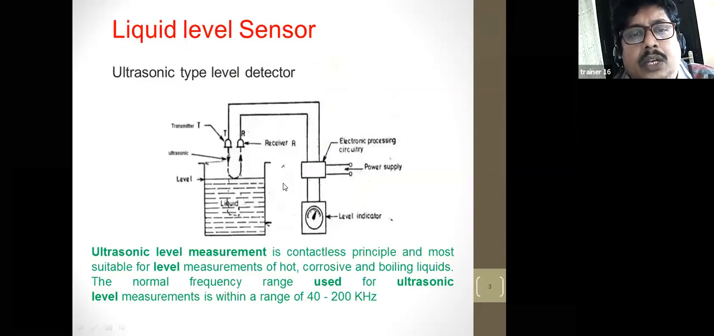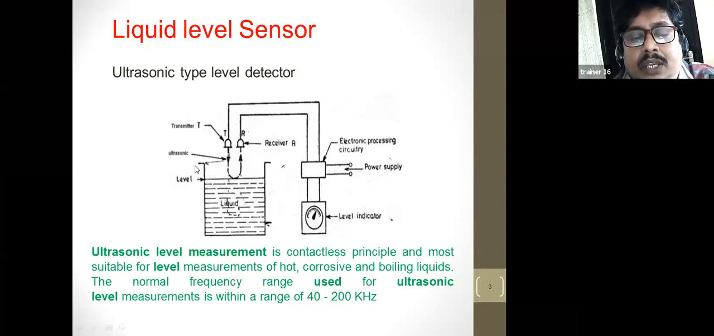This is an ultrasonic type level indicator. This ultrasonic level indicator is a very good one. Where it is used, it's very difficult to measure the level of a liquid in a tank at high temperatures, for example in boilers and other very hazardous situations. In that situation, it is very difficult for a human being to measure. In that situation, we can use this ultrasonic type level detector.